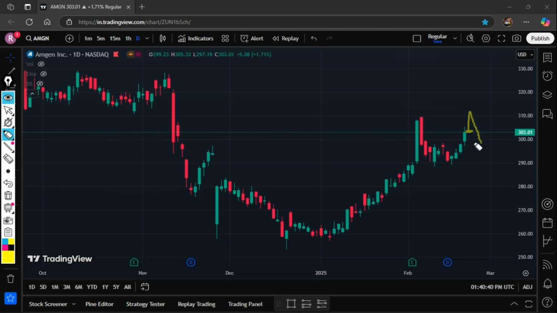This is planned for here now, and if it opens gap down kind of scenario, I will be more interested to buy near about this area, because this is the level where if it opens gap down, it can create a support kind of thing here, so I am interested to get this buying movement here.